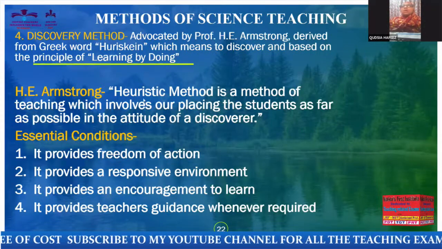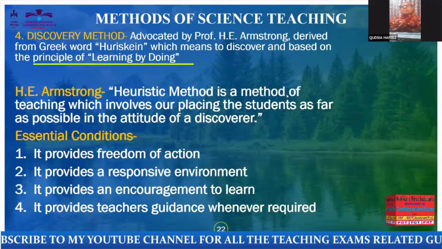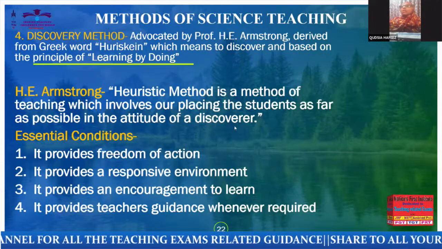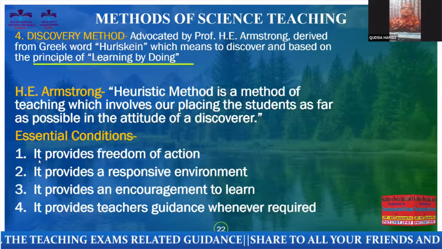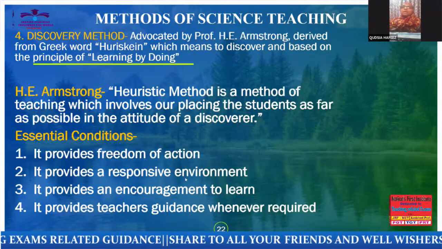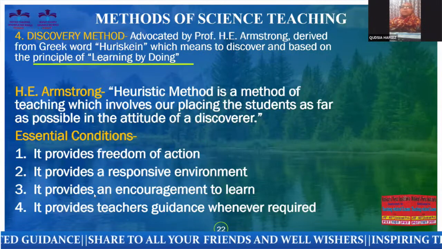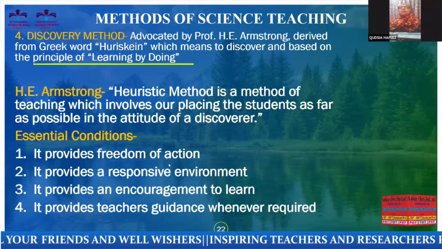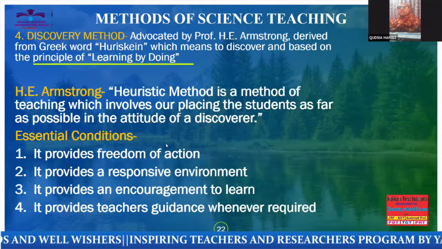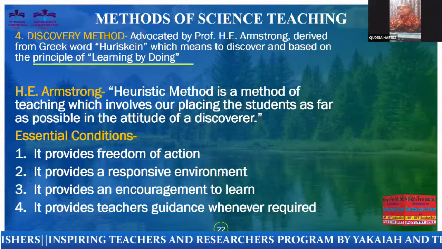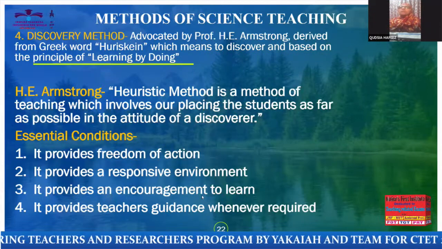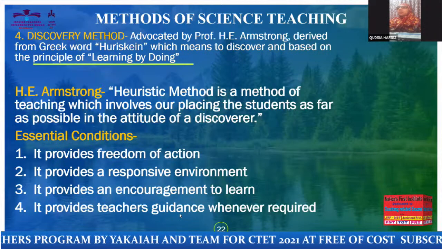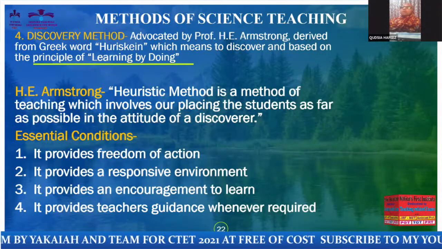So H.E. Armstrong has defined this heuristic method as a method of teaching which involves our placing of the students as far as possible in the attitude of a discoverer. So the essential conditions here are: it provides freedom of action, it provides a responsive environment, it provides an encouragement to learn, it provides teacher's guidance whenever required. Okay, so here there is a lot of freedom of action. The child can do the activity by himself or herself in his or her own environment, which is more convenient to them, and it encourages to learn something out of discovery. And the teacher can become a guide, facilitator whenever the child requires.